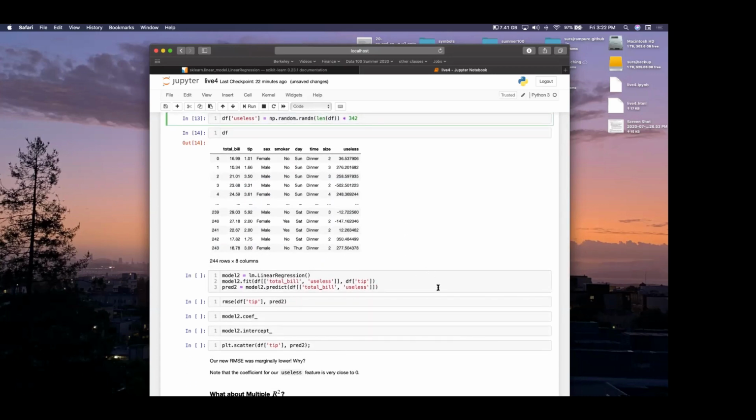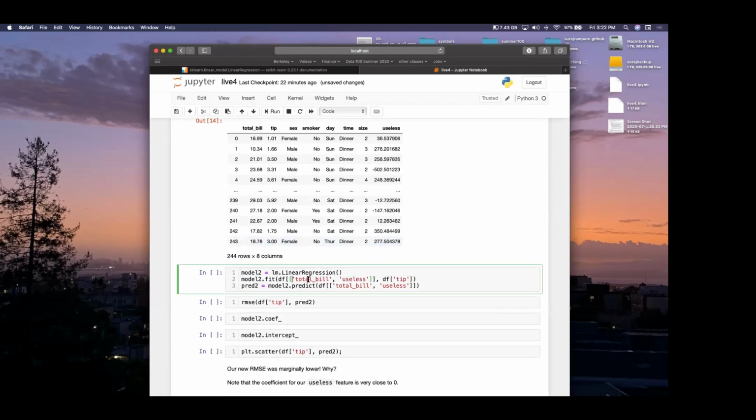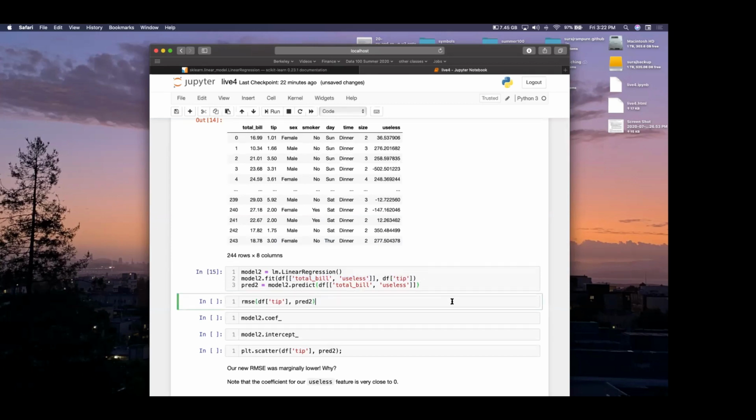So that might hurt us in a moment. But anyways, what I'm doing now is fitting a new linear regression model using total bill and my useless column as features. And again, I'm trying to predict tip. Let's take a look at the RMSE of this. What do you all think this is going to be? Equal to the previous RMSE, lower than the previous RMSE, or higher?